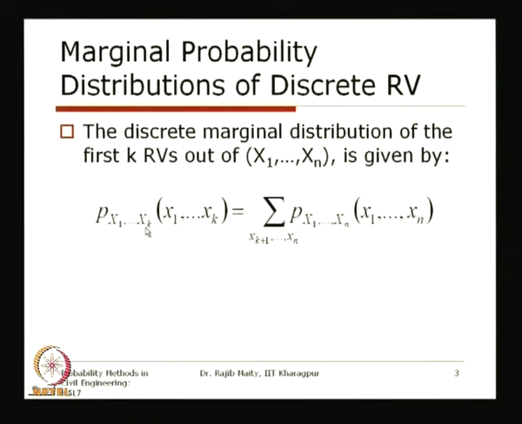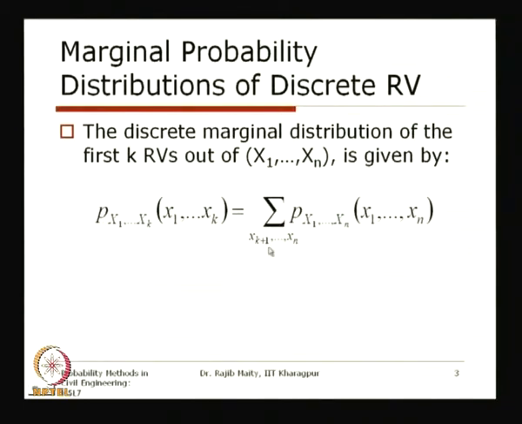So the remaining random variables are to be marginalized out. In the bivariate case, we have seen that if we want to know the marginal distribution of one random variable, then we marginalize out the other one. This marginalizing out means that, irrespective of the remaining random variable, what is the distribution of the random variable for which we are looking for the marginal distribution.